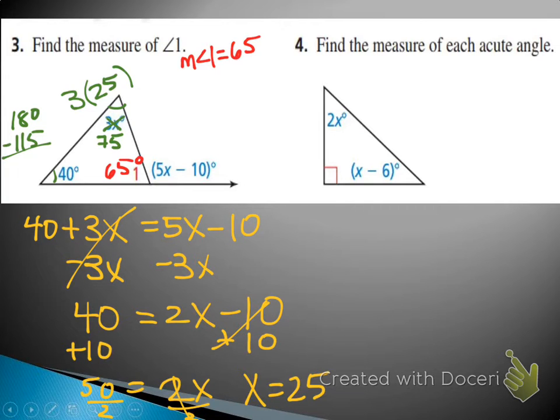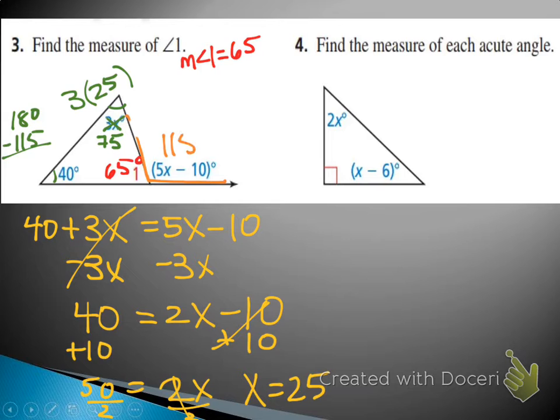Okay, so again, we plugged it in here at 3 times 25. Option 2, I could plug it into the exterior. If I plug it in there, what's 5 times 25? If I have 5 quarters, how much money do I have? $1.25. Thank you. Subtract 10. So what is the measure of the exterior angle? 115.